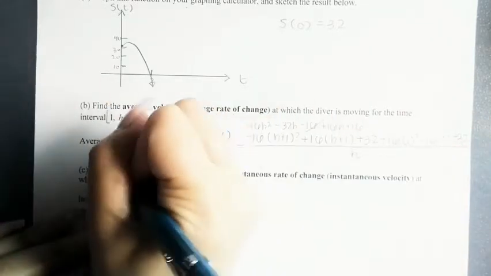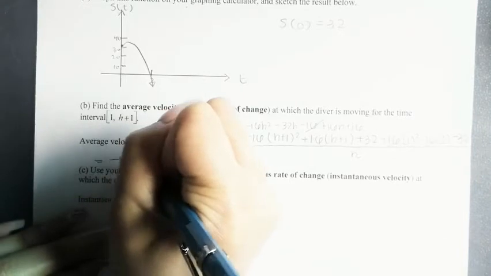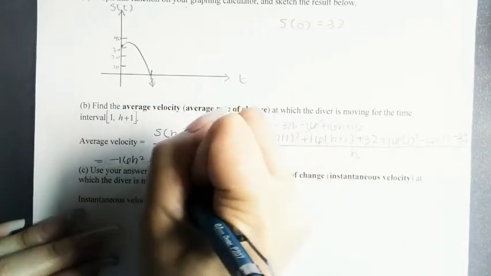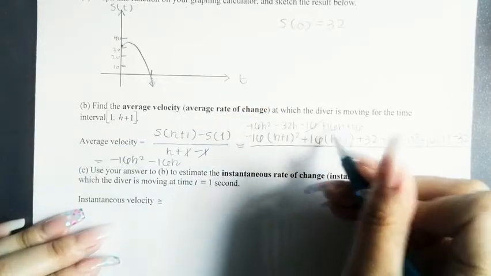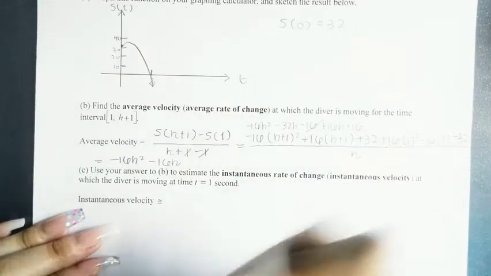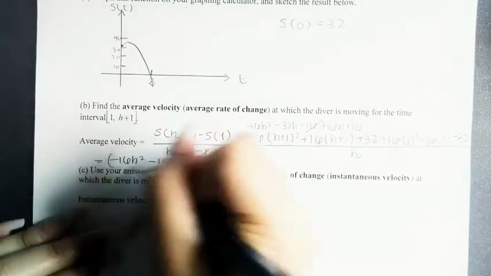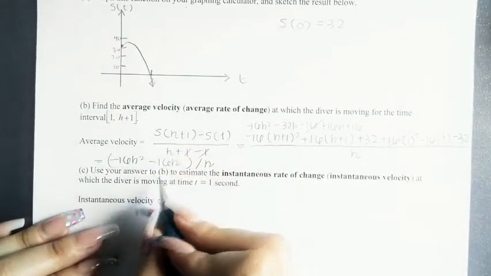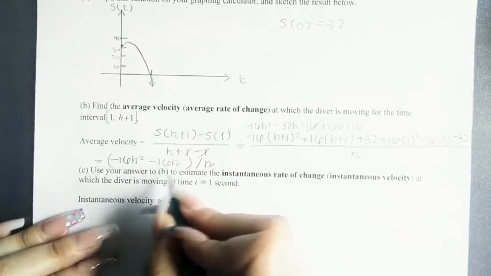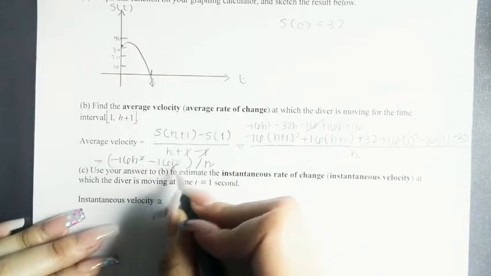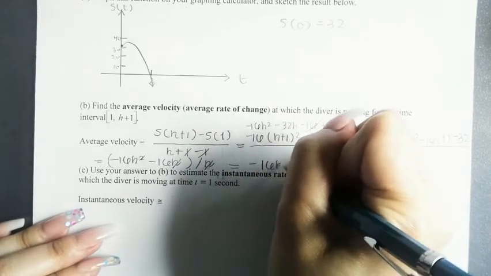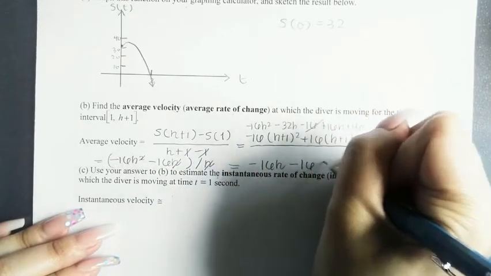So let's see what we have. We have negative 16h squared over here. We combine these two, so we have negative 16h, and that's pretty much it. Then you have it divided by h. You realize these two have a common factor of h, so I can cancel the h. Take it as a common factor, and you have negative 16h minus 16, and that's it.